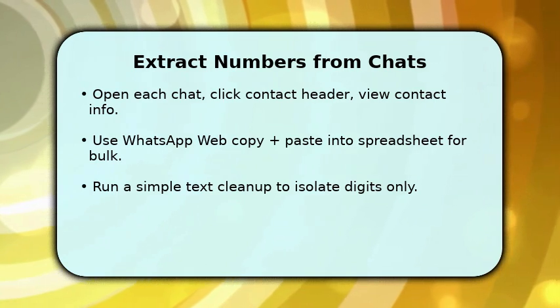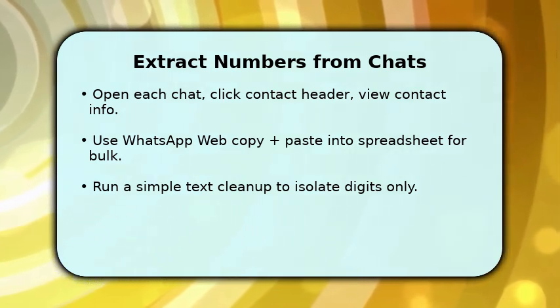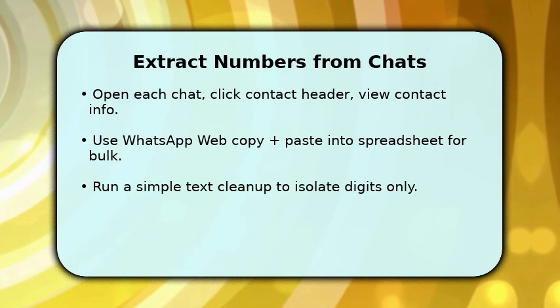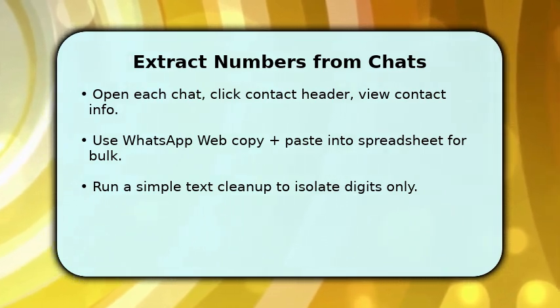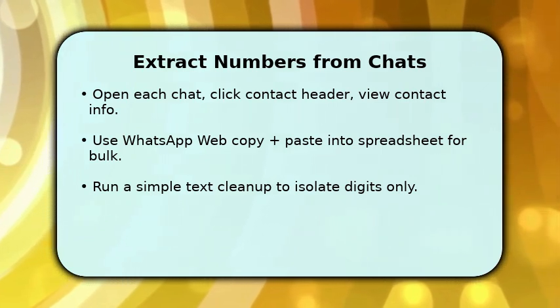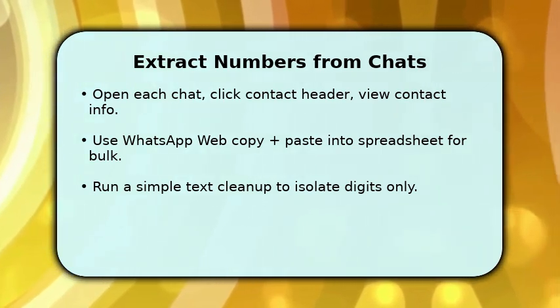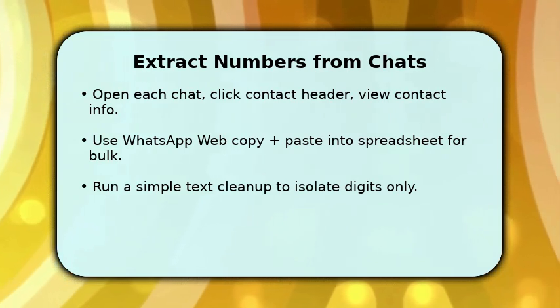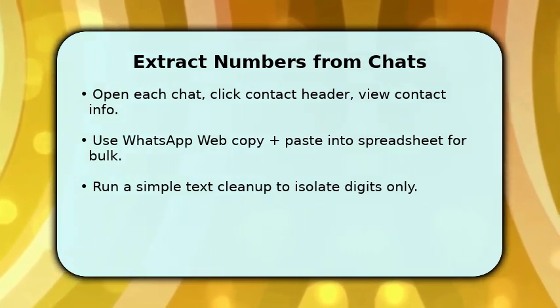Open a chat, click the contact header, and view contact info to reveal the phone number. On WhatsApp web, you can copy that directly. Once you copy several entries, paste into a spreadsheet, and use functions to split and trim text so numbers line up in one column. Make sure to remove non-digit characters with a formula or regex.